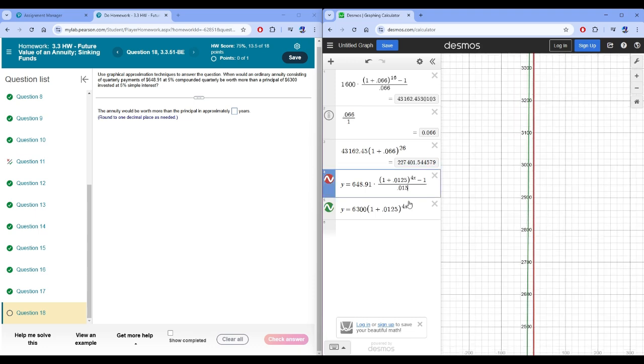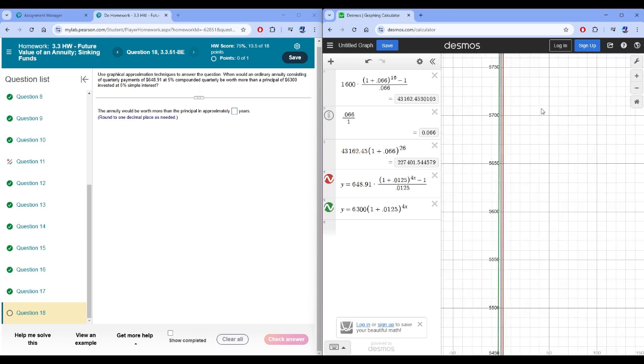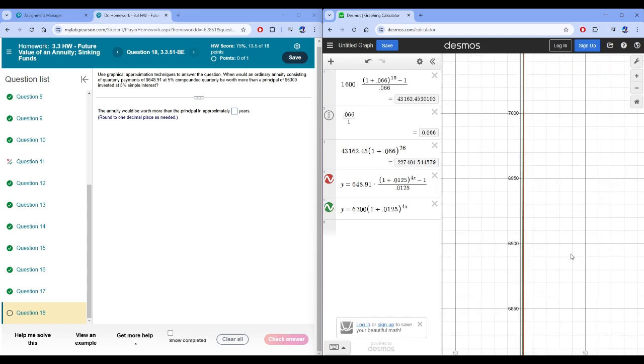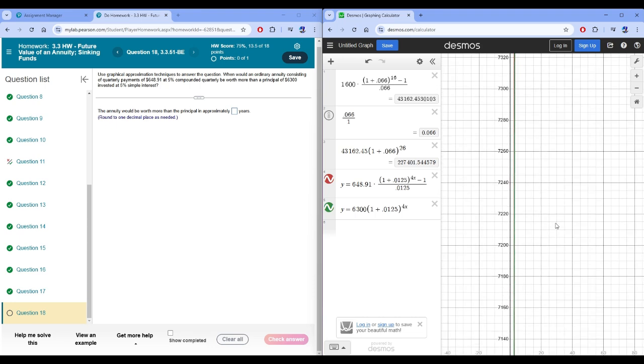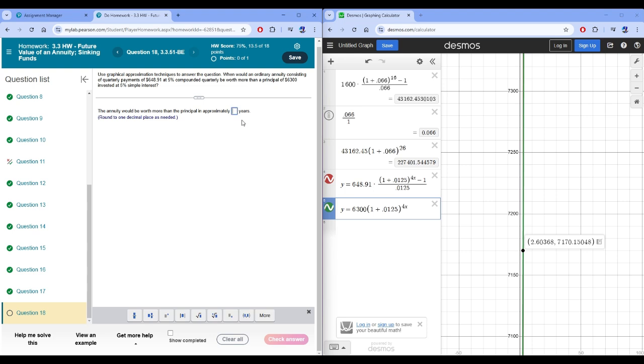So 0.0125. So this is the equation going there. This is my second equation going there. Where's their crossover? Somewhere there, right? Right there. Round to 1 decimal place. It would take approximately 2.6 years.